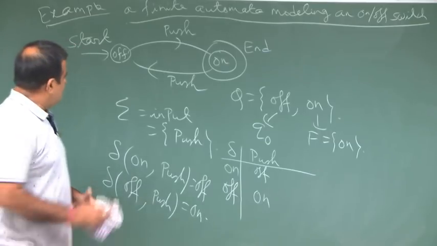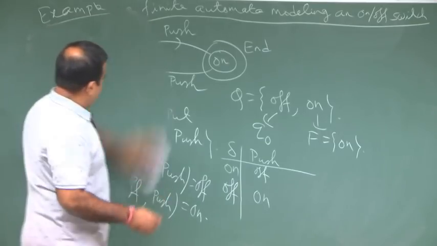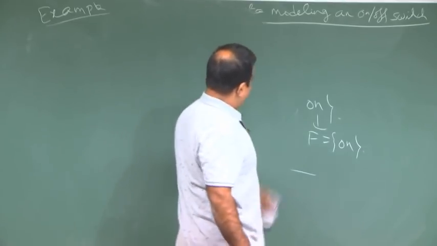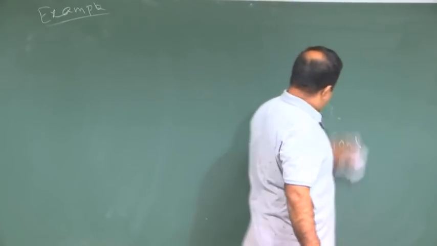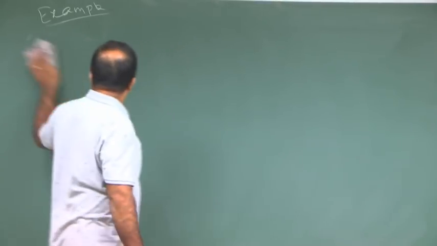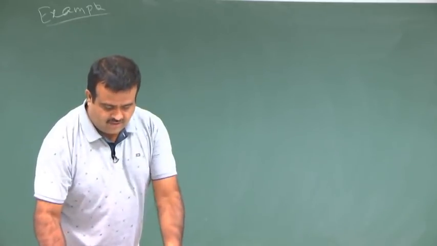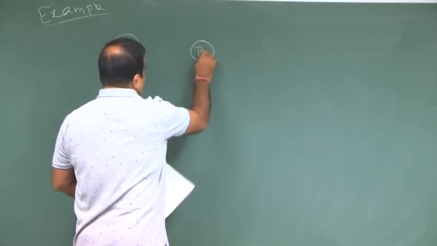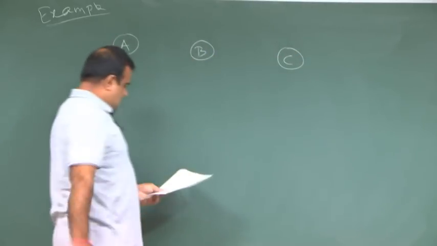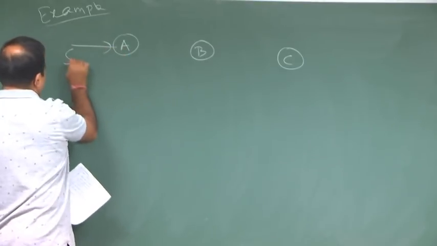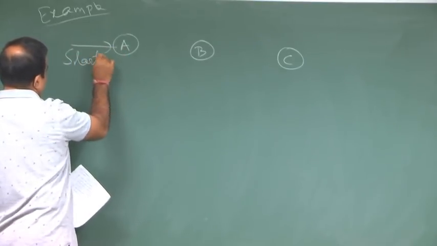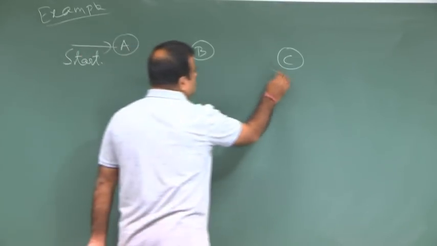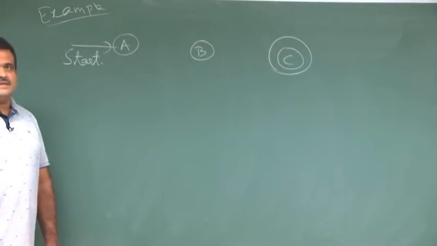Okay, we can take another example, which is not this simple. We may have many other states, and instead of one input alphabet, we can have more than one, like if it is binary, 0 and 1. So, we can have another example like this. We have a few states A, B, C, and we refer to this as the starting state or the initial state. And this we refer to as the final state or the accepting state.